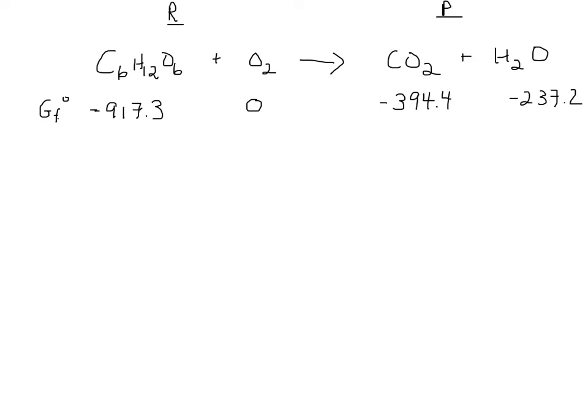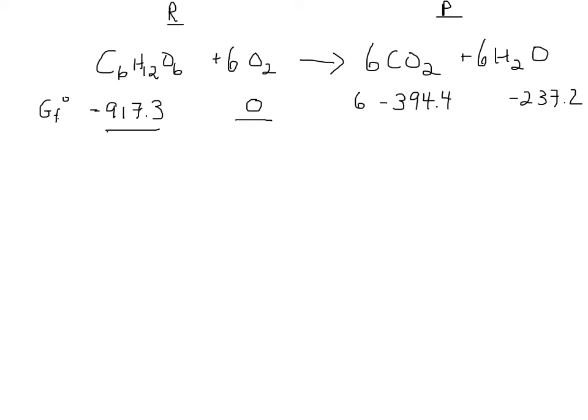Okay? So in a balanced aerobic respiration reaction, there's 1 glucose molecule, 6 oxygens, 6 carbon dioxides, and 6 waters. Okay, at its most simple. So if we factor that in and we multiply all of those by the number of moles found in a balanced reaction, if you multiply negative 917.3 times 1, you're still going to get negative 917.3. If you multiply 0 by 6, you're still going to have 0.